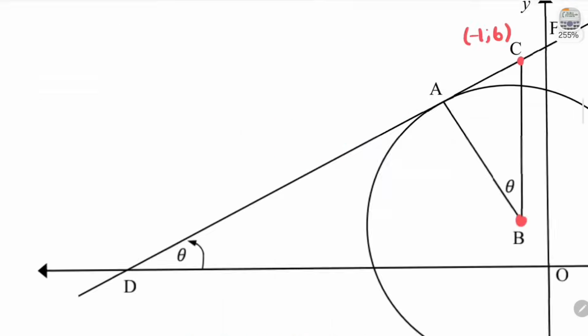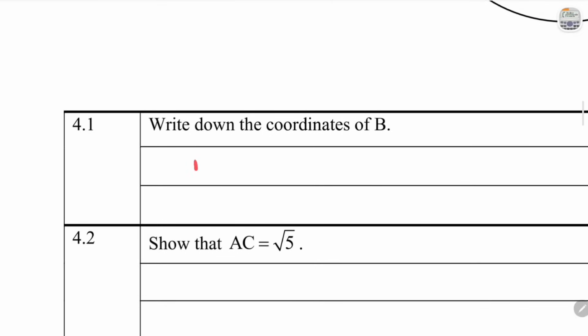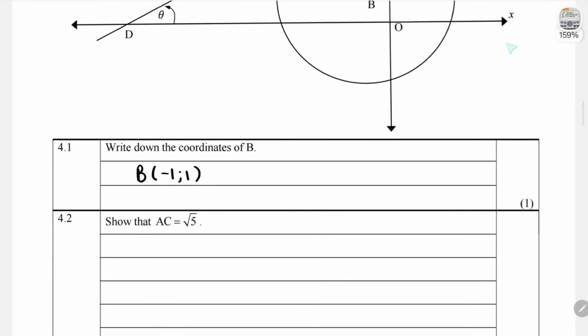Okay, so we can see now that a is actually negative 1 and b is 1, from y minus b. So there we go. It's negative 1 and 1. And those are our coordinates of B. So we can tell them that B is negative 1 and 1. And that is our answer.